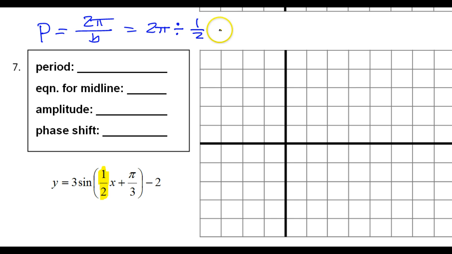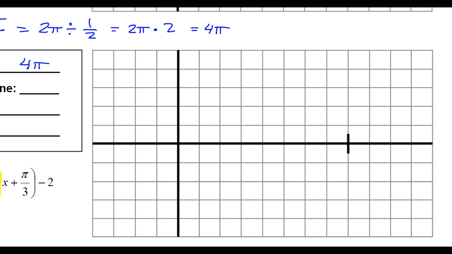1/2. And of course, we don't need a calculator for this because this will be 2 pi times 2, because you multiply by the reciprocal. So the period is going to be 4 pi. Alright, so let's put 4 pi at the end like this.